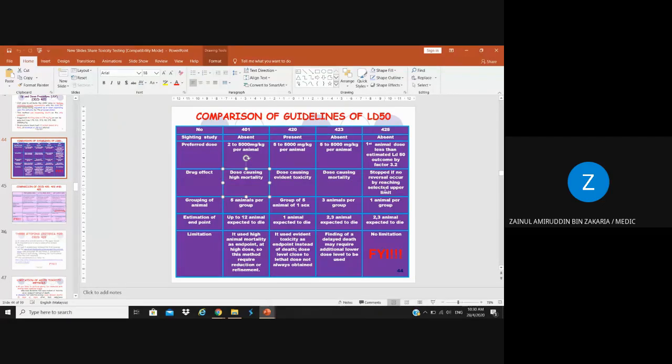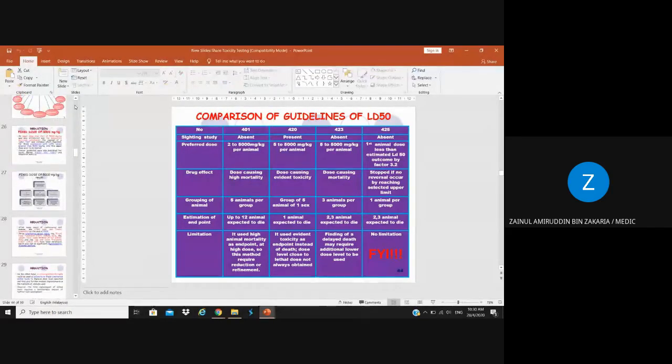This one, 4 to 5, stop if no reversal occurs by reaching the selected upper limit. I will explain this later. So the number of animals for each group, you can see there are different requirements. That's why you have 4 different types of OECD. So this is a summarized part.